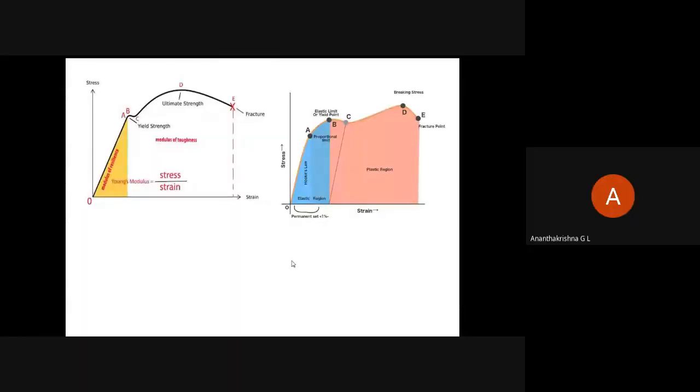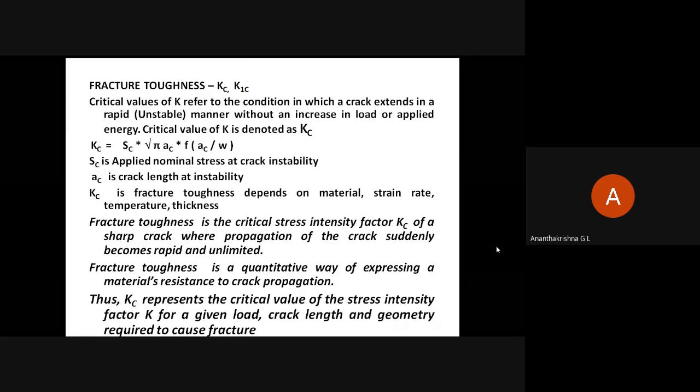Okay, can you see the screen now? Yes, sir. Okay. All right. So yesterday we learned about fracture toughness. You remember?